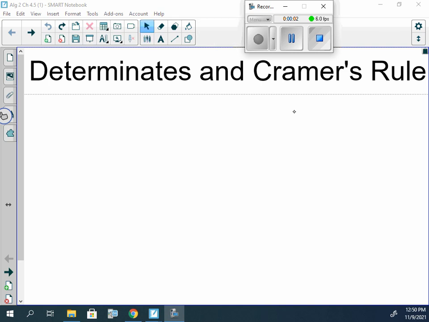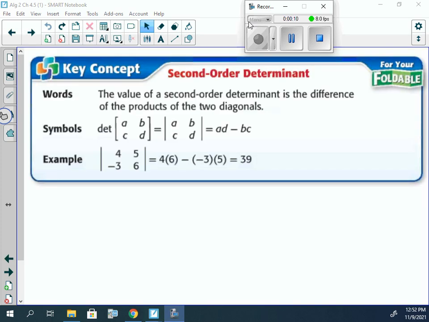All right, guys, so what we're going over today is determinants, and we'll cover Cramer's rule tomorrow. Now, the first type of determinant that we're looking at is second-order determinants.